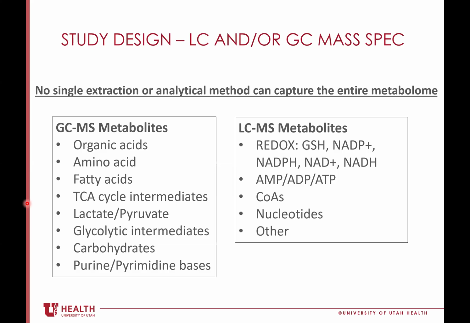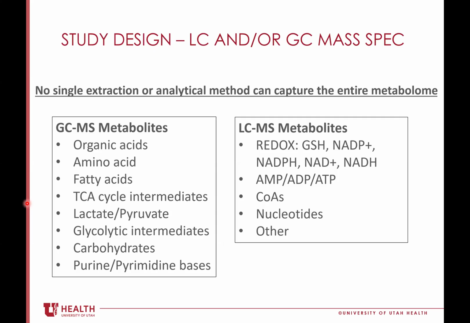We've been using GCMS really to target the small molecular weight metabolome, like I showed earlier: the TCA cycle intermediates, organic acids, amino acids, and things like carbohydrates. GCMS is really excellent for that. Whereas LCMS is really good for redox metabolites, the higher molecular weight metabolome: NADH, NADPH, AMP, ATP, CoAs, and nucleotides. And the LCMS is actually much more sensitive as well.